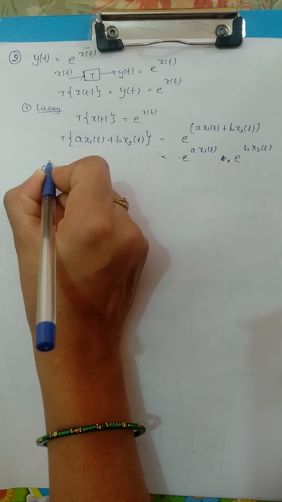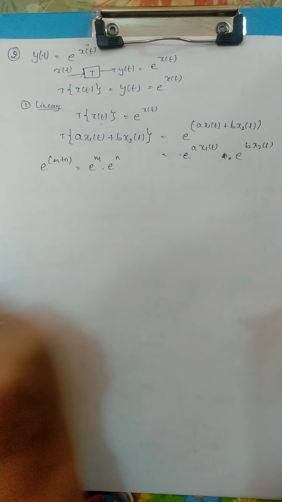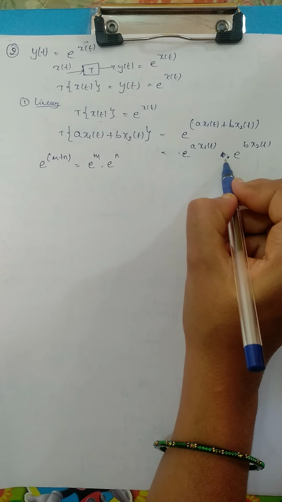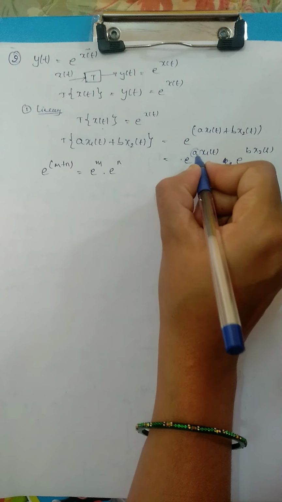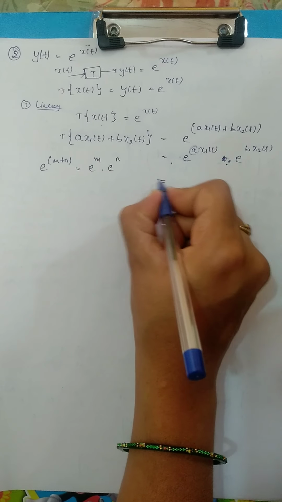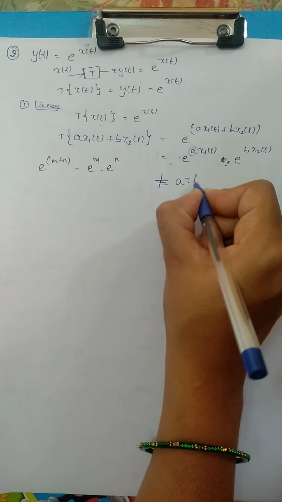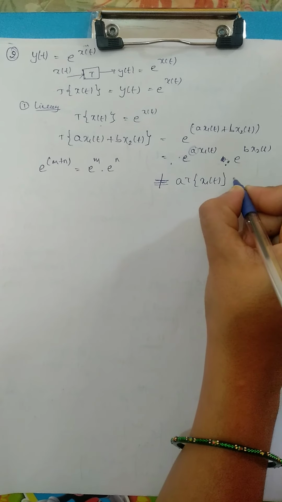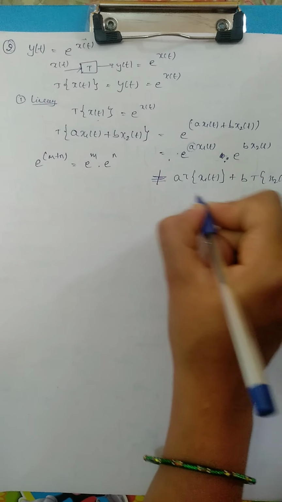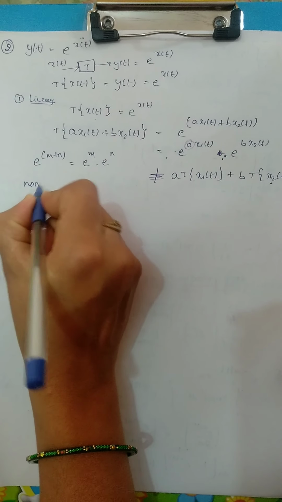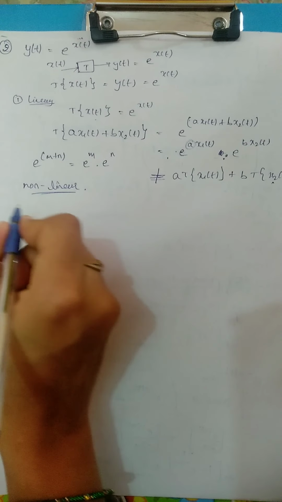Why? Because e to the power of m plus n is equal to e to the power of m into e to the power of n. So we can remove this plus and put multiplication here. So we cannot take this a outside the e power. So this cannot be equal to a into T of x1 of t plus b into T of x2 of t. We cannot write this in the form of this. So it is not a linear system. This is a non-linear system. Okay.